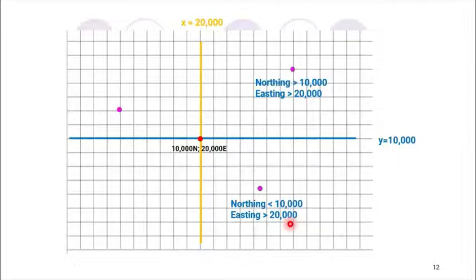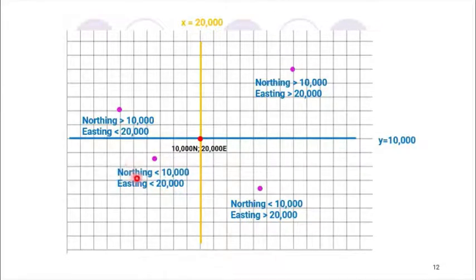Here it is above the blue line, so the northings is greater than 10,000, and it is on the left of the orange line, therefore eastings is lesser than 20,000. We have here a point below the blue line and on the left, meaning northings is lesser than 10,000 and eastings is lesser than 20,000.